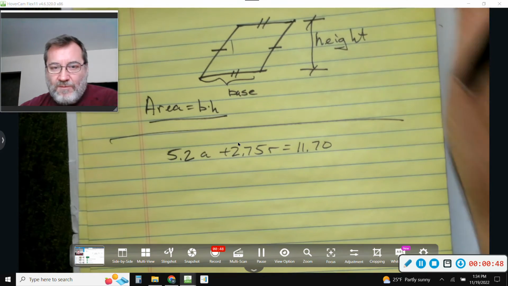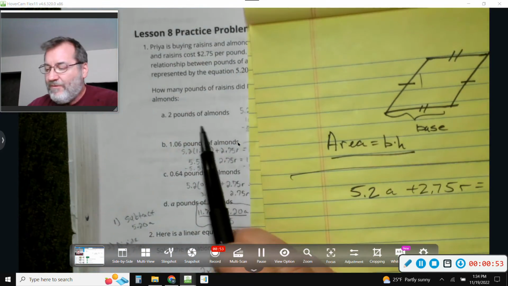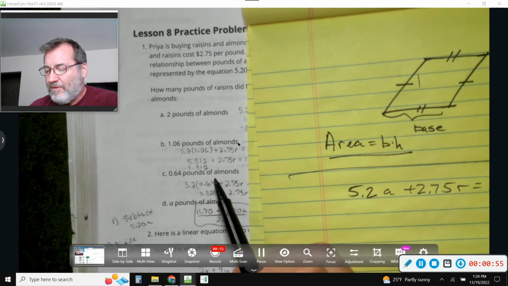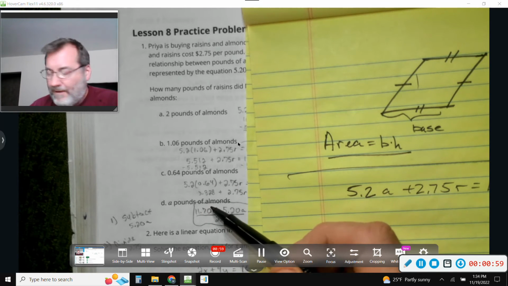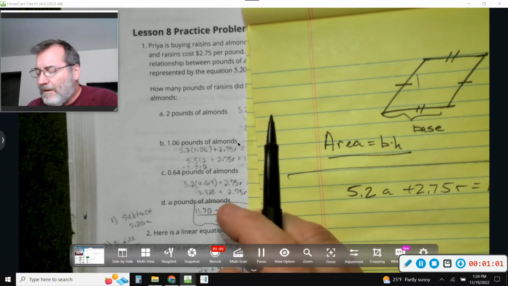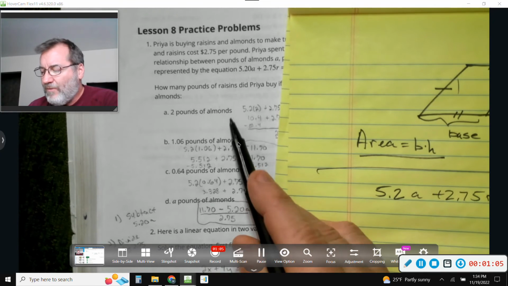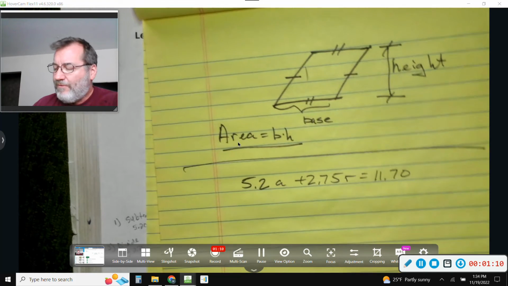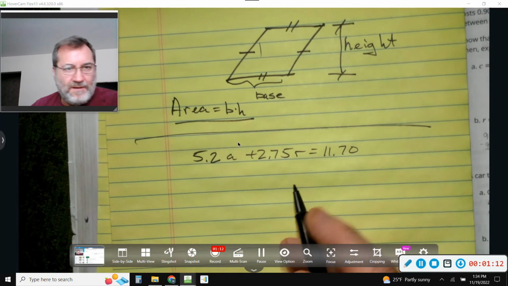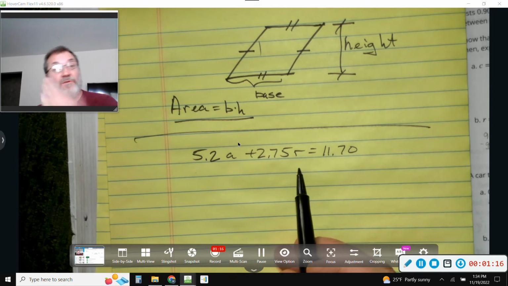So we have this equation right here, and if you look at this problem, they're always giving you the pounds of almonds, so in other words we're solving for R, the pounds of raisins. So rather than going through and doing the same thing again, we're just going to take this equation, solve for R, and then we'll substitute and solve.